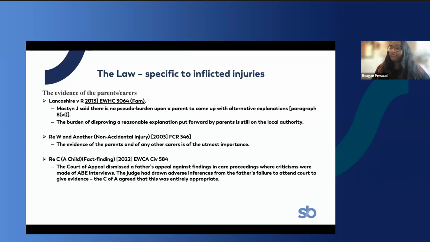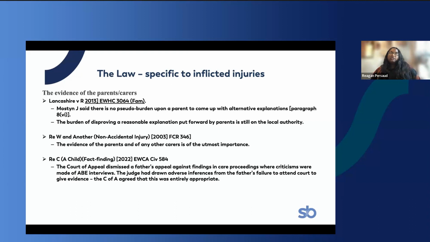The local authority put forward evidence that because the father had previous convictions for prior assaults and he'd assaulted the mother, he probably lost his temper and had injured the child. The consultant pediatric ophthalmologist maintained that the father's explanation for the injuries was unlikely, but he did say under cross-examination he couldn't exclude that what the father described, the tripping and falling, could have caused the injury.